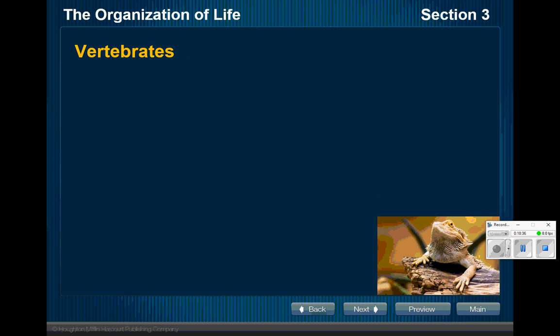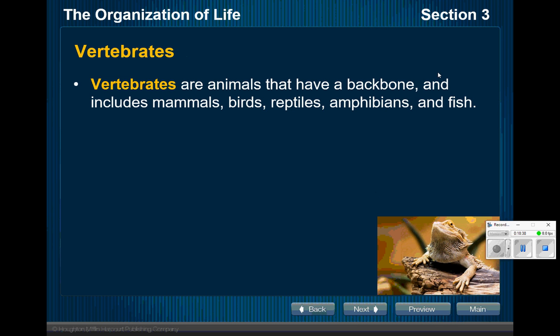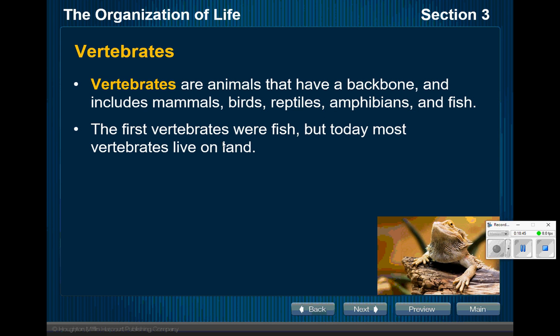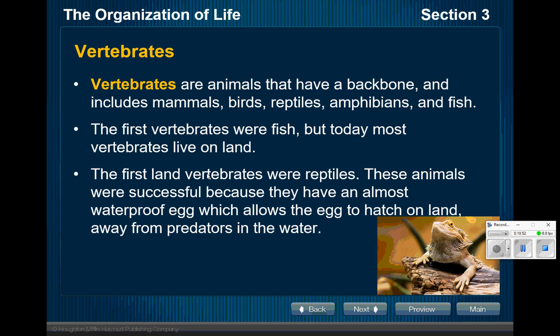Vertebrates are animals with a backbone, and that includes mammals, birds, reptiles, amphibians, and fish. The first vertebrates would have been the fish, but today most vertebrates live on land. The first land vertebrates could have been the reptiles. These animals were successful because they have an almost waterproof egg, which allows the egg to hatch on land away from predators in the water.